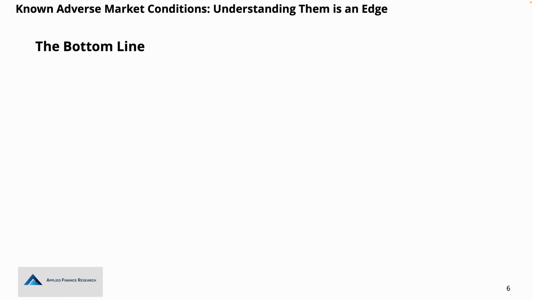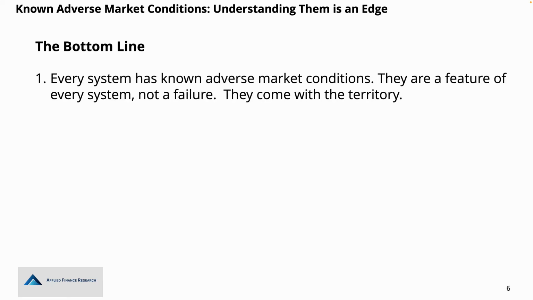Now, the bottom line in all of this is, first of all, every system has known adverse market conditions. They are a feature of every system, not a failure. They just come with the territory. If you don't like swimming, don't get wet. And also have a rule to know when your system is no longer working, because then it makes it much easier to continue to follow the rules, and you can identify when the water is too rough, i.e. when the system is performing outside of what we know to be its statistical norms. And then of course we also have rules for what to do when that happens.